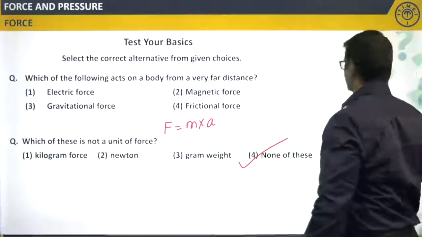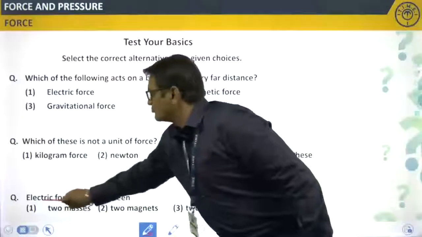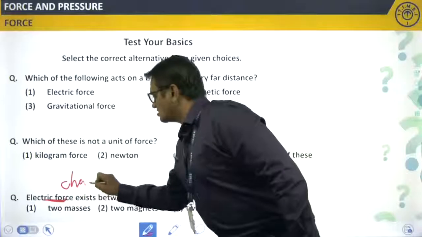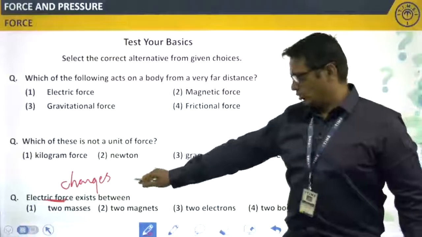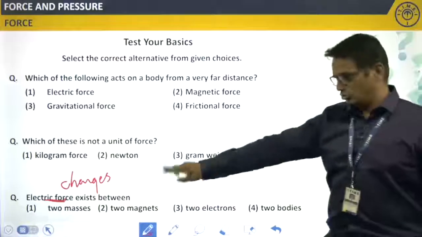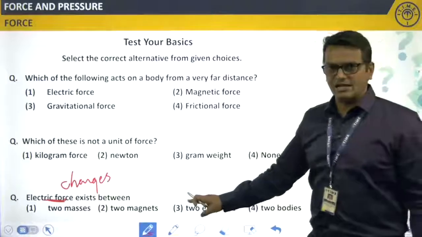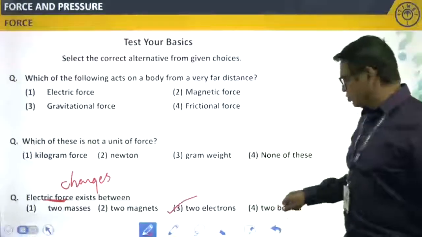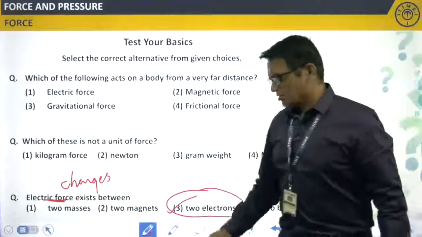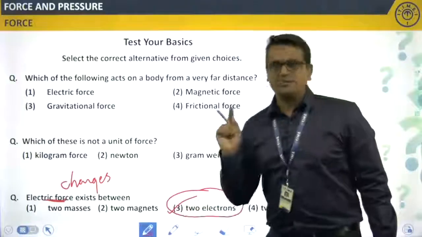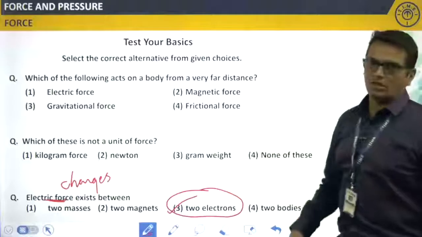Let's see the next question. Electric force exists between, now electric force will exist between charges, right? They'll exist between charges. 2 masses, no, they have to be charged. 2 magnets, no, again the charge should be there. 2 electrons, electrons are negatively charged, so yes, it will act on that. 2 bodies, no, so it will act on 2 electrons since both of them are charged bodies. So electric force will exist between 2 electrons.